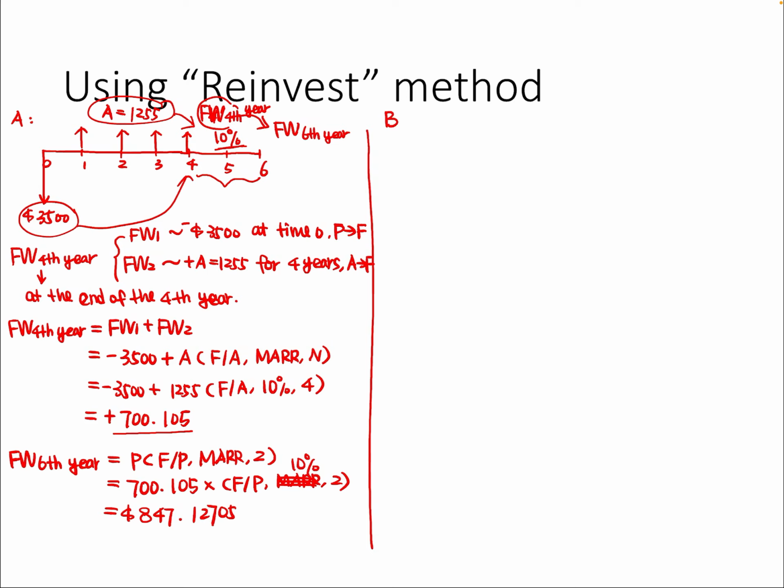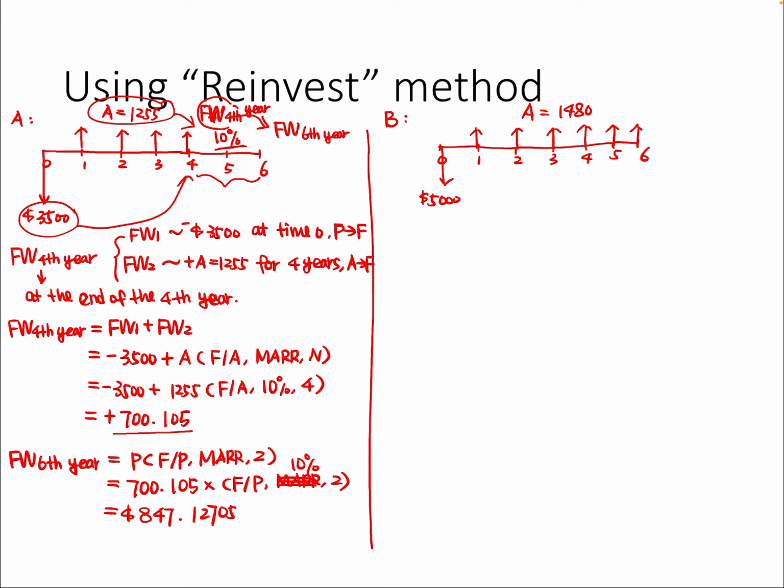Okay, now let's do the option B. That's easy because option B is already 6 years, so you don't have to do any method to extend or truncate. Just draw the timeline. At the beginning, you want to pay 5,000, and after that, every year you have annuities, positive annuities, which is 1480.